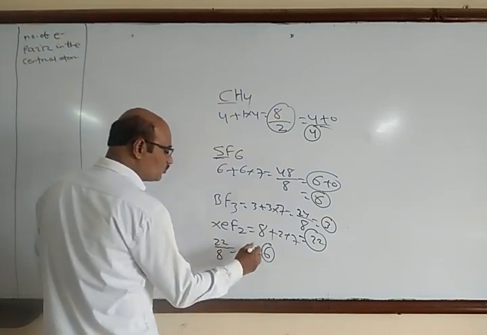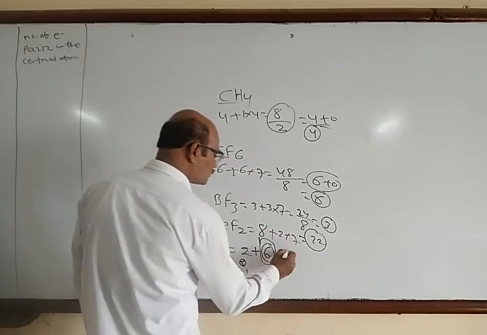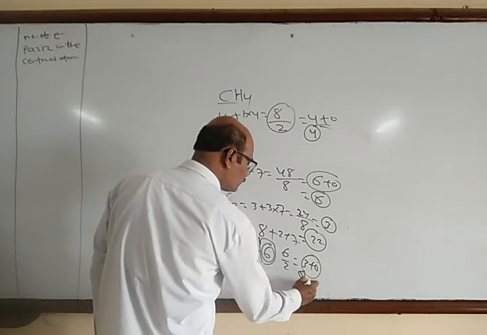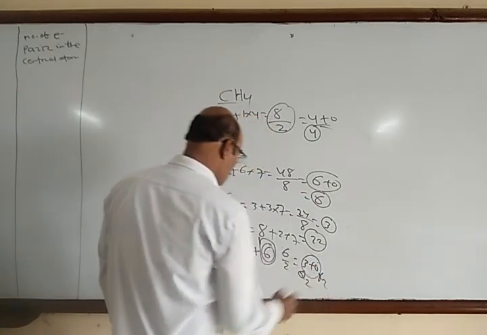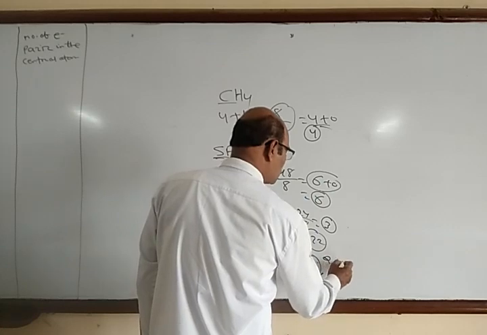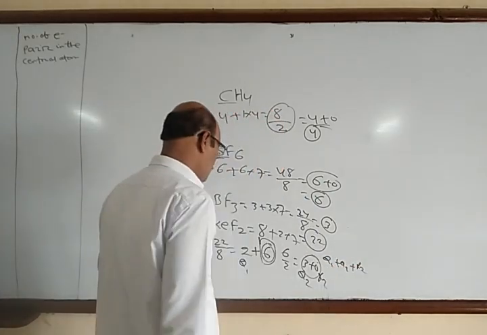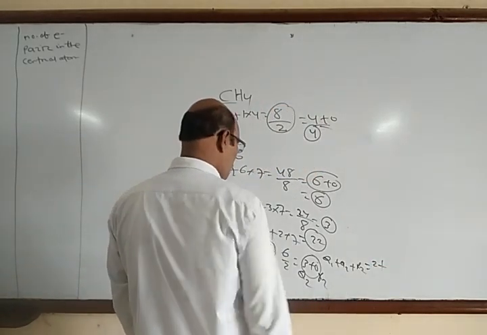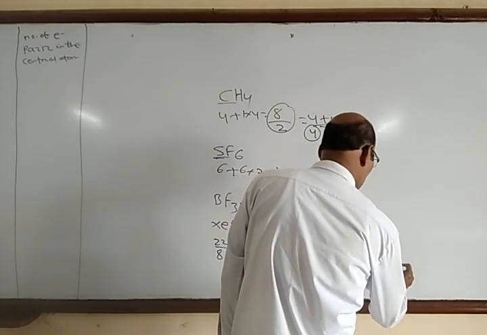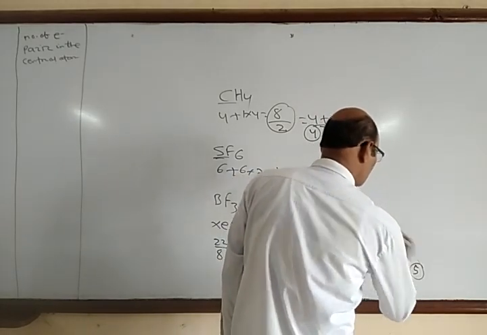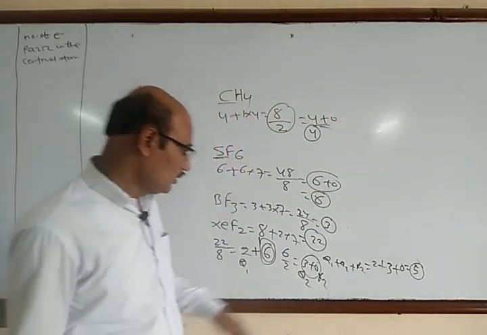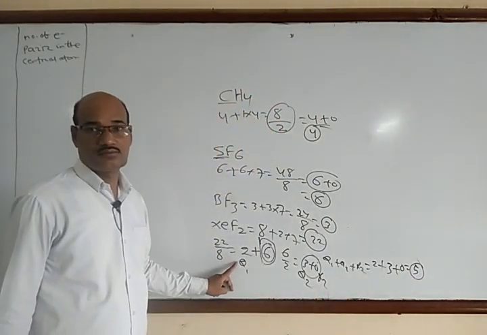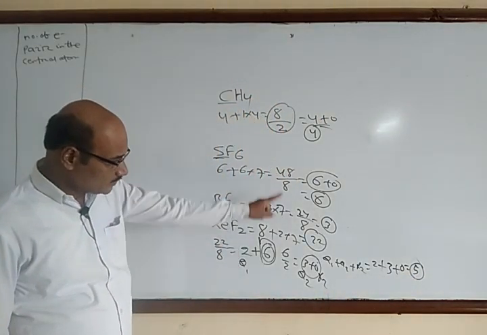Now this 6 will be divided by 2. So 6 by 2 equals 3 plus 0. That is Q2 and R2. So Q1 plus Q2 plus R2 is what? Q1 is 2 plus R1 3 plus 0 equals 5. So 5 is the number of electron pairs around the central atom Xe. Okay. So in this way you can find out the number of electron pairs.